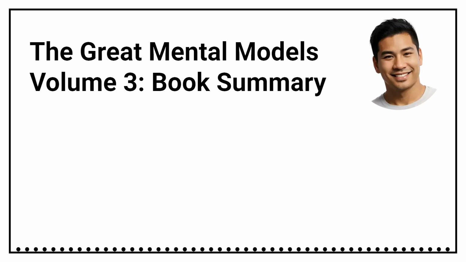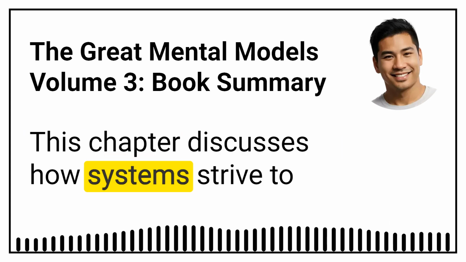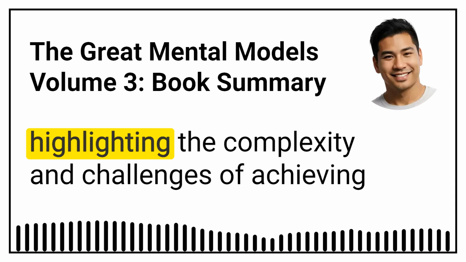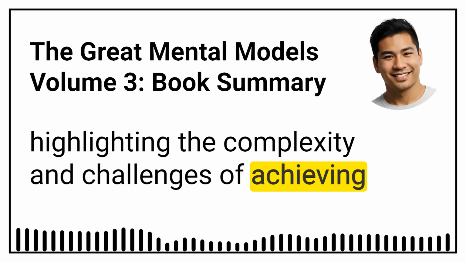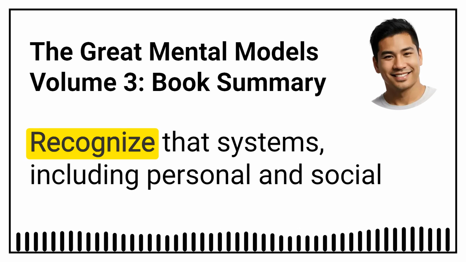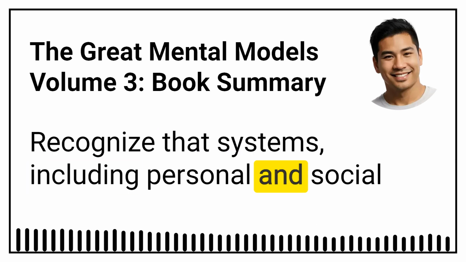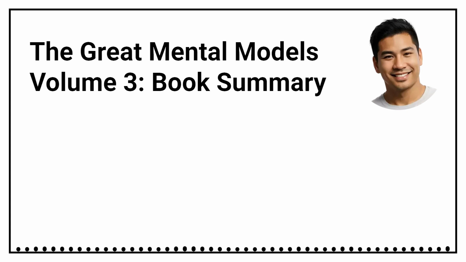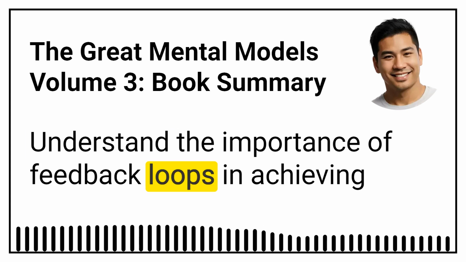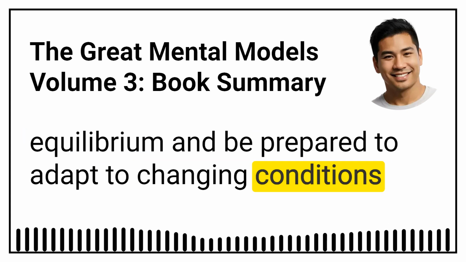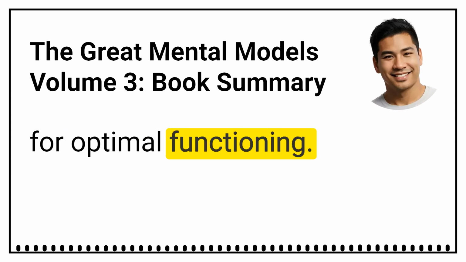Equilibrium. This chapter discusses how systems strive to maintain balance through continuous adjustments, highlighting the complexity and challenges of achieving and sustaining equilibrium. Recognize that systems, including personal and social environments, constantly adjust to maintain balance. Understand the importance of feedback loops in achieving equilibrium, and be prepared to adapt to changing conditions for optimal functioning.